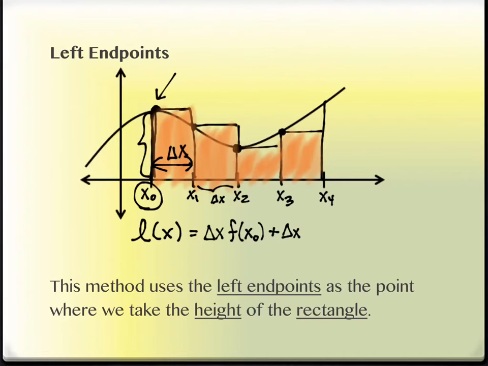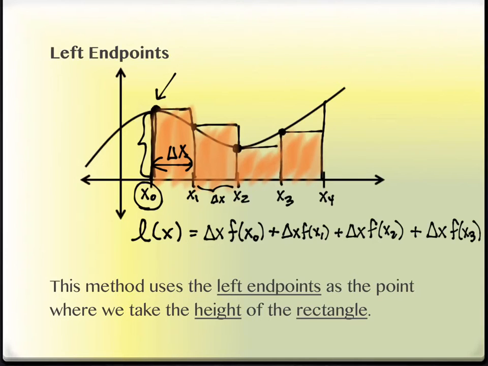And then we go to our second rectangle. Well, it's still got a width of delta x, but how is its height now determined? f of x1. And what would I do for the next one? Well, it's delta x, and it's f of x2. And then the last one is another delta x, and it's f of x3. Notice f of x4 doesn't end up being used. That corner did not get used because it's not a left endpoint.